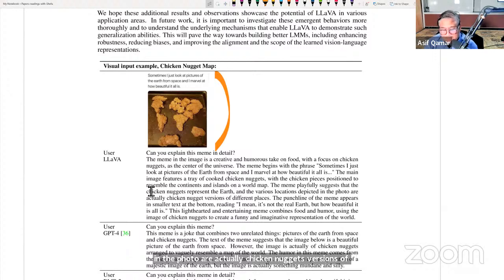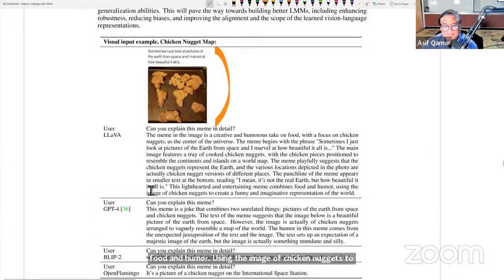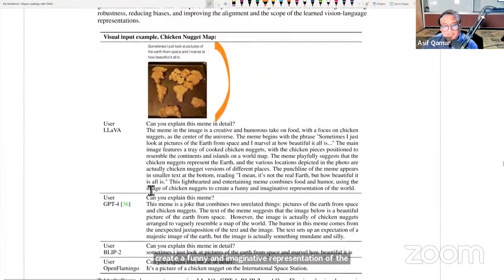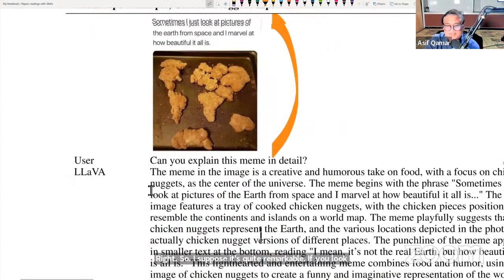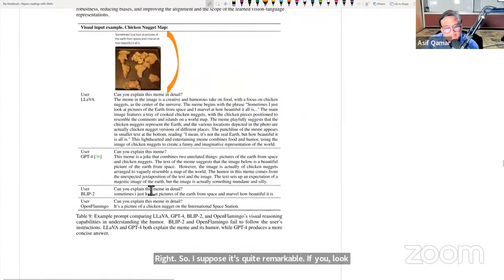The punchline of the meme appears in smaller text at the bottom, reading, I mean, it's not the real earth, but how beautiful it is, all is. This light-hearted and entertaining meme combines food and humor, using the image of chicken nuggets to create a funny and imaginative representation of the world. Right? So, quite remarkable if you look at this.